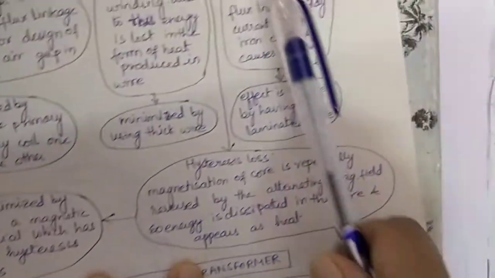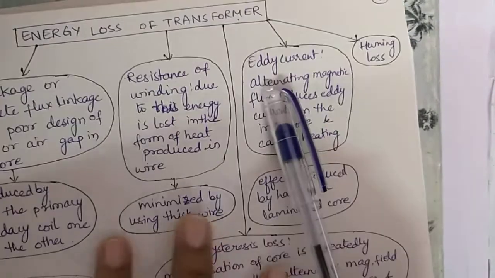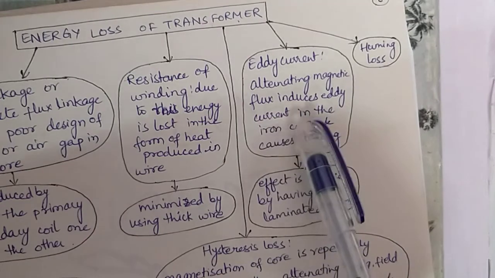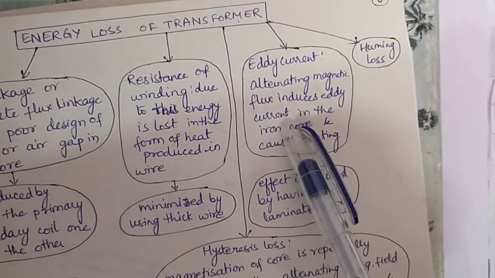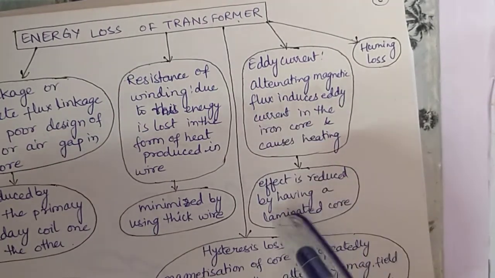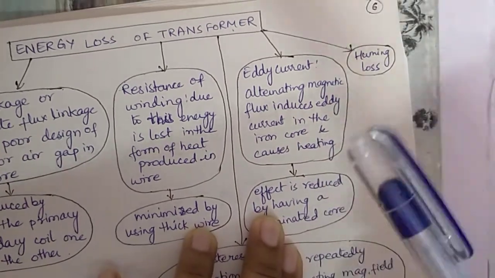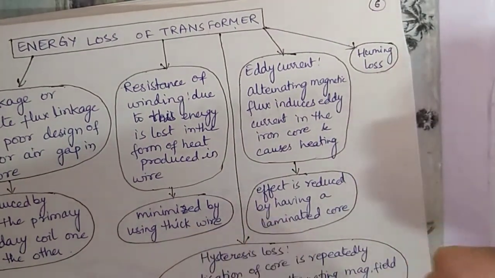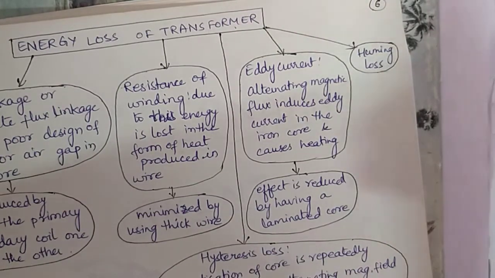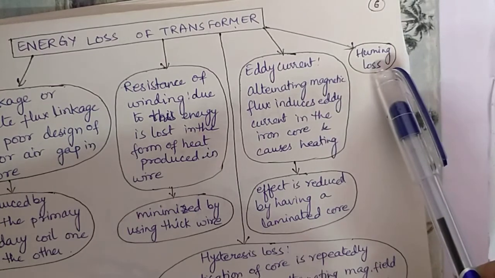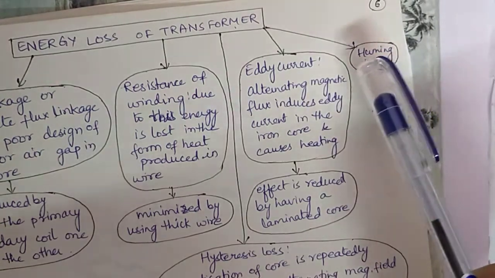Then you have eddy current. There is another loss because of eddy current. This is because alternating magnetic flux induces eddy currents in the core. Eddy current can be reduced by using laminated iron cores. A laminated iron core increases the length of the least resistance path of the eddy current, and so the current reduces. Then fifth is humming loss, that is the sound produced there.